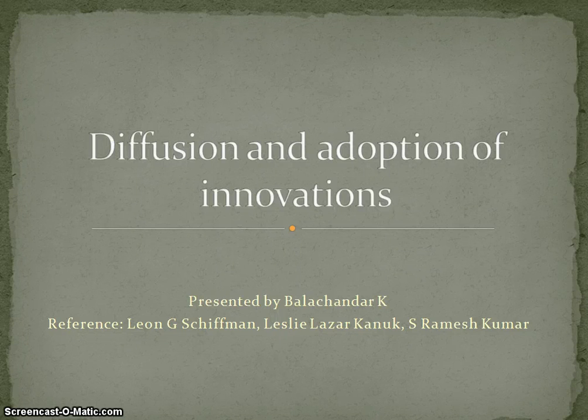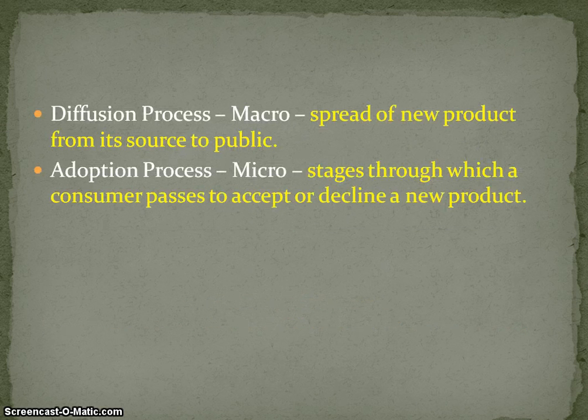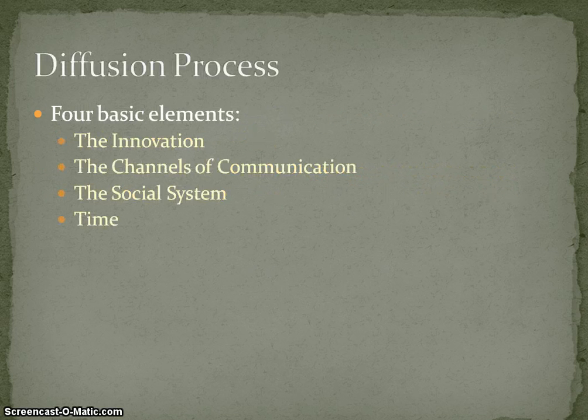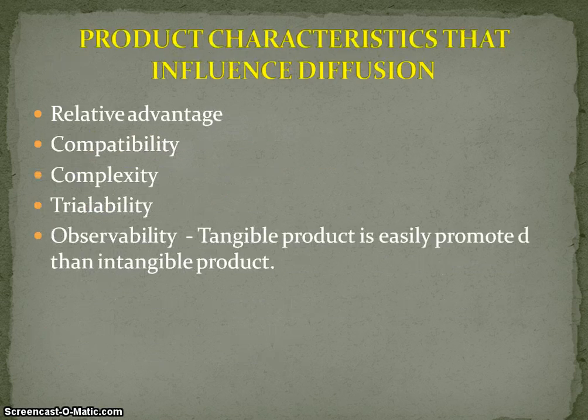Hello students, welcome to the second part of this lecture, that is about diffusion process. Till now we have seen the difference between diffusion process and adoption process, and also we have seen the first two elements of your diffusion process, that is innovation, and in that we have seen about the characteristics that is required for some organizations to influence customers to buy a new product.